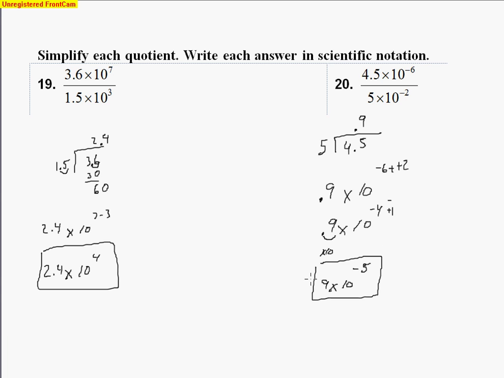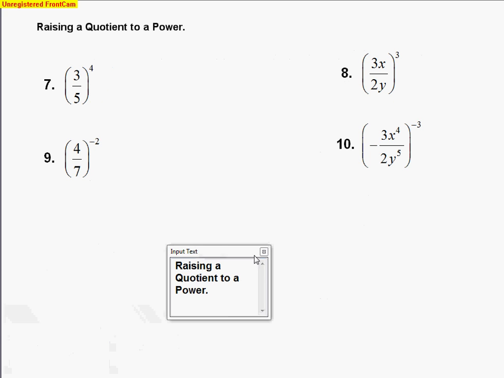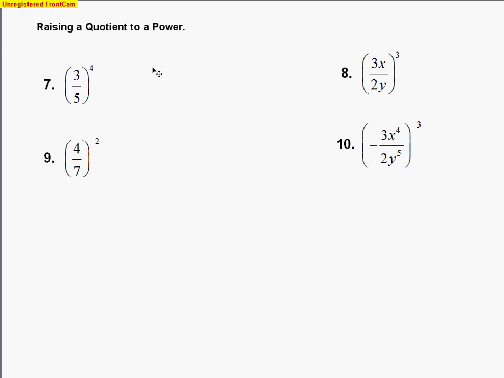So moving on to the last set of types that we'll see, it's raising a quotient to a power. What's different about this is that we need to bring all parts to the fourth power. Notice how the parentheses are around both parts here, the 3 and the 5. So the 3 needs to be brought to the fourth power and the 5 as well. So we go ahead and multiply this out, 81 over 625.